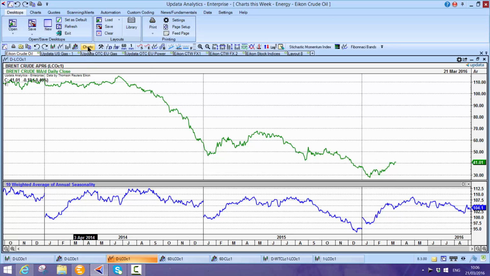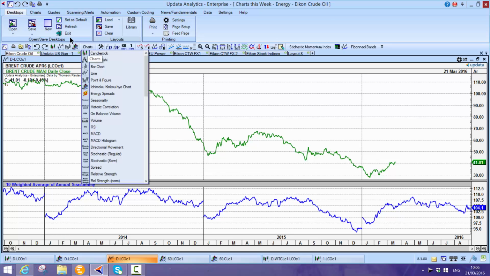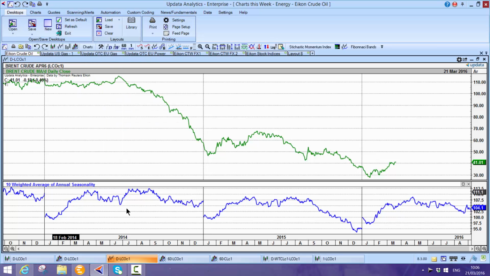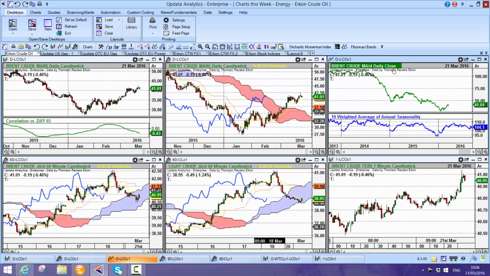This function in Updater is really straightforward. You just take it from your charts, drop down here, seasonality, and this is a 10-year weighted seasonality detrended, and again it's in that charts layout that you take from Updater. So you can literally just take this same layout, have this same screen running, so you can just follow me and set yourself up for the week.